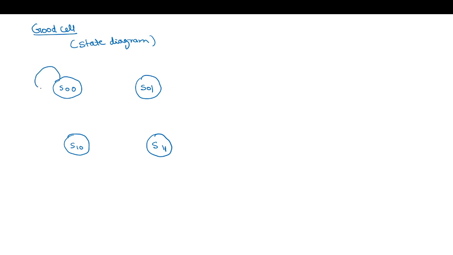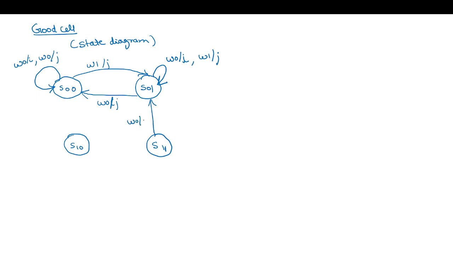Now, if we write both I and j as 0, it will be in this state. So W0 for I and W0 for j. If we write a 1 to the j, we will go to this state. So W1 for j. And to come to this state, we have to write a 0 in I and a 1 in j. And to come to this state, it's W0 I, W1 I.